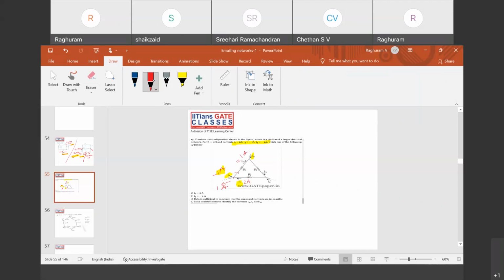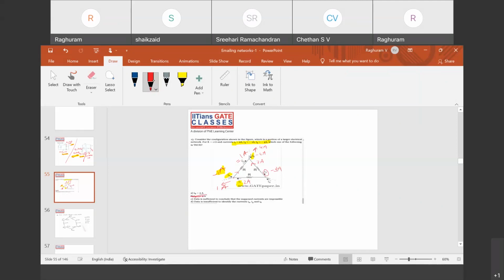And I5 is given as minus 4 amperes. So that means I5 is in this direction. 4 amps is going out. 1 amp is coming and 4 amps is going. So what should be this current? I3 should be in this direction. If this is to be 4 amperes and this is 1, this should be 3 amperes. So I3 is minus 3 amperes. So this is wrong, right?